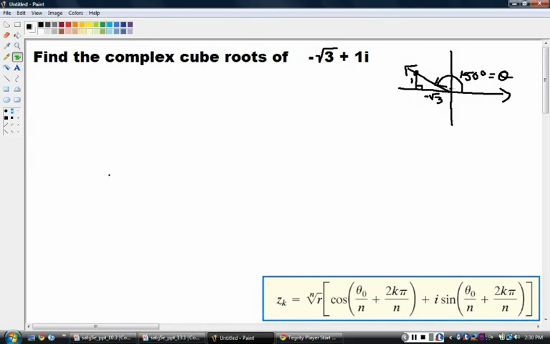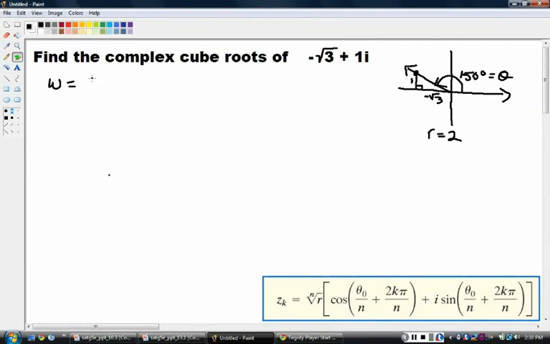And now all I need to do is find r, which we can pretty easily find. I could do the square root of x squared plus y squared, but I don't need to do that because I know that this is a 30, 60, 90 triangle. That side 1, that side root 3. So r, of course, would be 2. Okay, so now I can write my complex number in polar form.